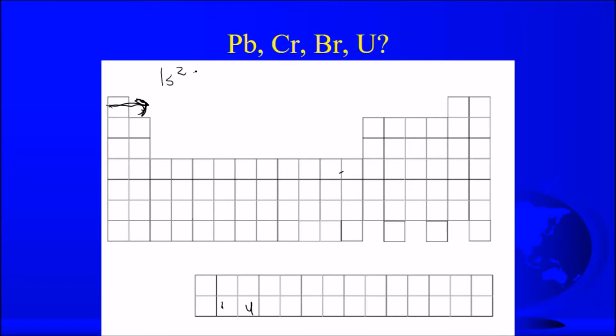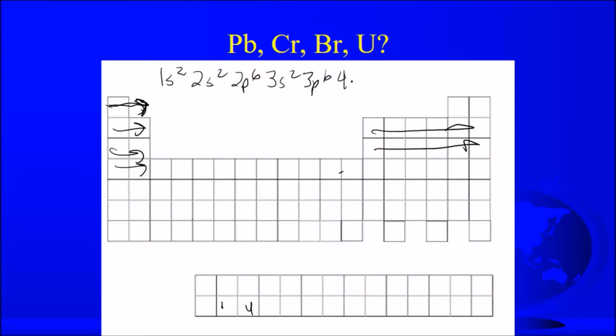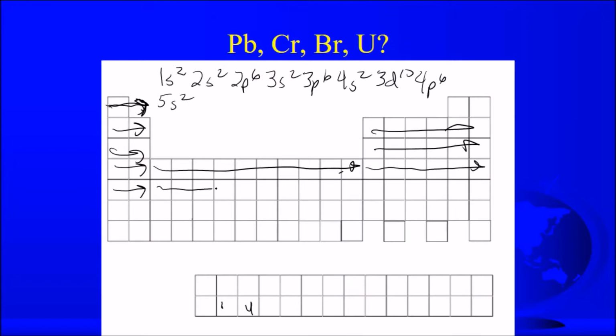1s2, 2s2, 2p6, 3s2, 3p6, 4s2, 3d10, 4p6, 5s2, okay, 5p is over here.